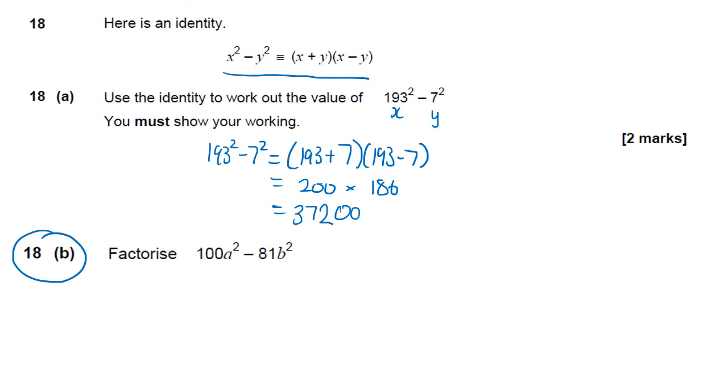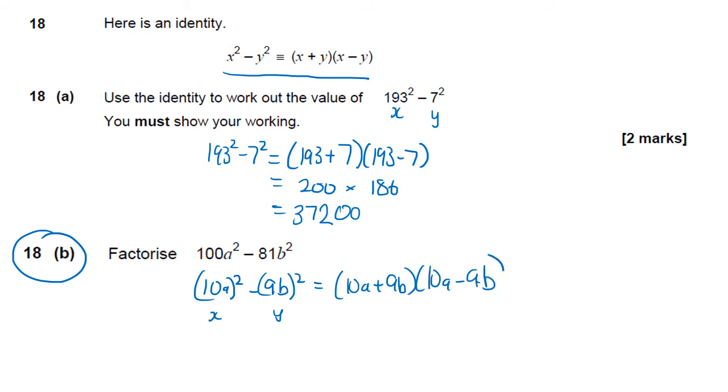So what we need to do is write each of these two terms as squares. 100a squared is the same as writing (10a) all squared. And 81b squared is the same as writing (9b) all squared. Once we do it like that, we can just put these into the identity. This time x is 10a and y is 9b. So we're going to get (10a plus 9b)(10a minus 9b), and that's it factorized.